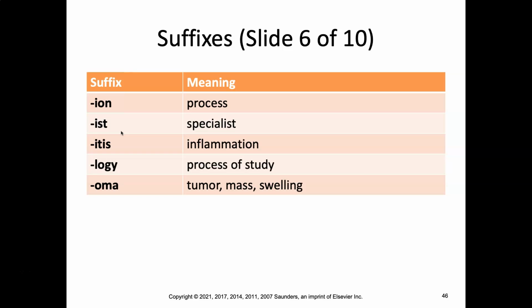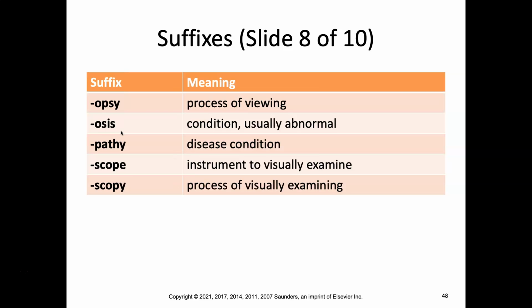Ion, process. Ist, specialist. Itis, inflammation. Logi, process of study. Oma, tumor mass swelling. Opsy, process of viewing. Osis, a condition that's usually abnormal. So note that. When you see osis, you want to be thinking it's usually an abnormal condition.